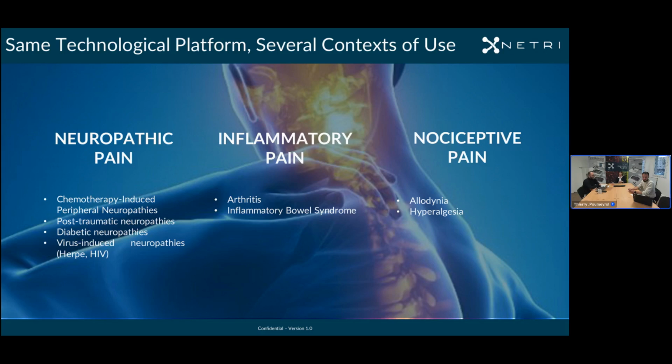So here it is, you can model plenty of types of pain with the same technological platform. By using our technology to compartmentalize your culture of hiPSC-derived sensory neurons, you can define several contexts of use. Chemotherapy-induced peripheral neuropathy, by adding chemotherapy agents, but the same platform can be used to look at post-traumatic neuropathies, diabetic neuropathies, or to study inflammatory pain or nociceptive pain.